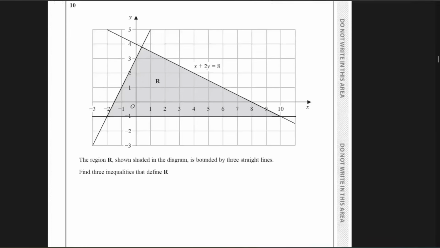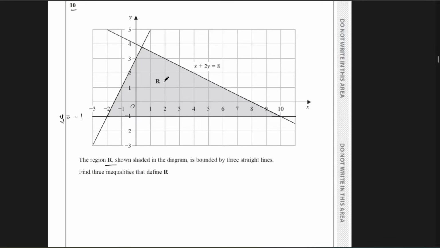Okay, the next question is number 10. The region R shown shaded in the diagram is bounded by 3 straight lines. Find 3 inequalities that define region R. So let's start with the easiest one. We can see a horizontal line where every point on the line has a y value of -1. No matter where you point, the y value is -1. Therefore, this line is known as y equals -1.